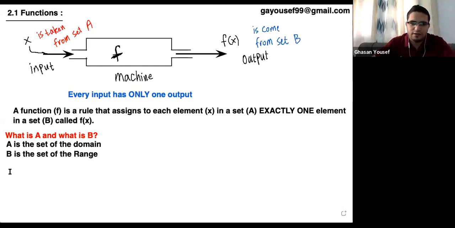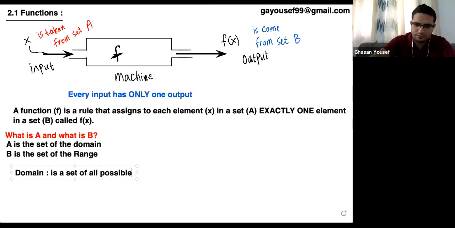So the domain here means a set of all possible inputs. All possible inputs are called domain.